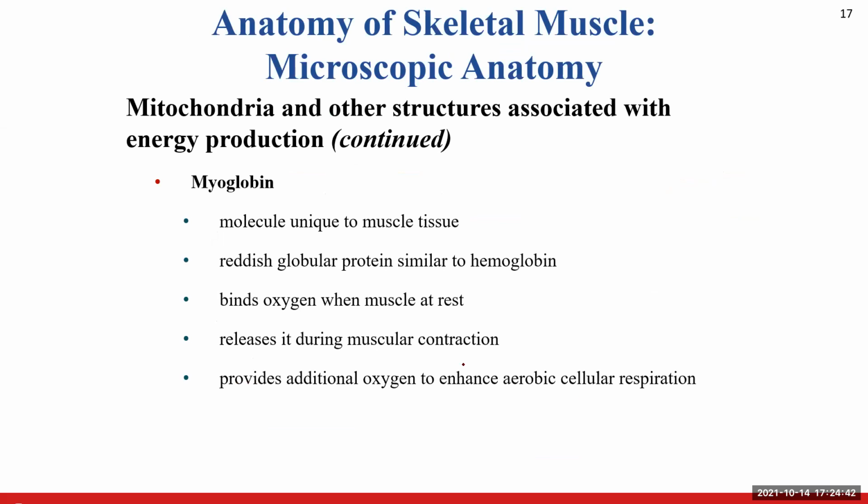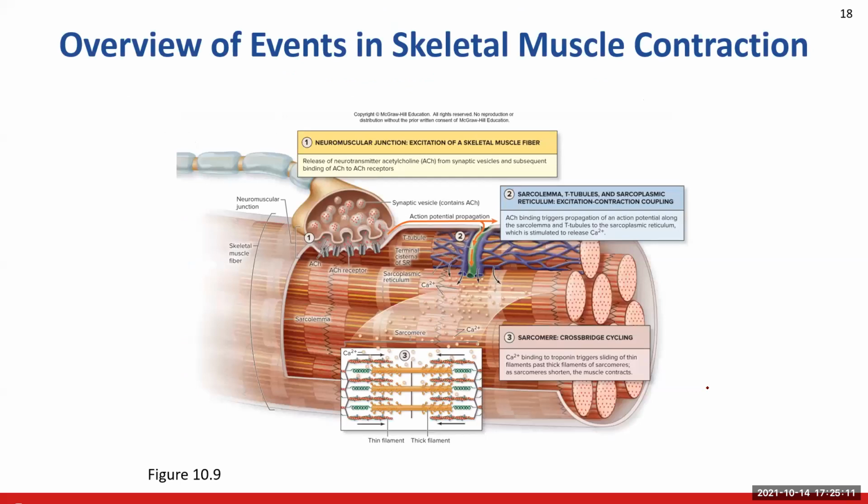We're only going to find myoglobin in muscle tissue, and that's what gives our muscle tissue that reddish pigmentation. When the muscles aren't doing anything, that myoglobin goes around and picks up oxygen. So it's ready for the next time that you have to engage in aerobic cellular respiration. It keeps that right on hand.